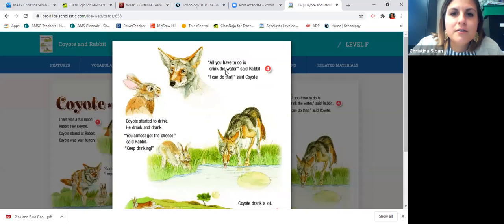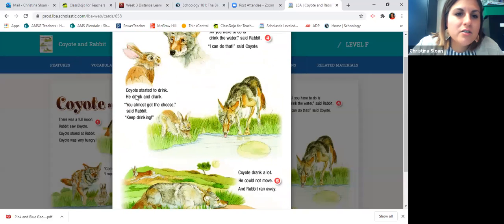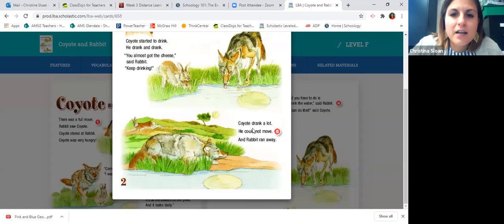"All you have to do is drink the water," said the Rabbit. "I can do that," said Coyote. Coyote started to drink. He drank and he drank. "You almost got the cheese," said Rabbit. "Keep drinking." Coyote drank a lot. He could not move, and the rabbit ran away.